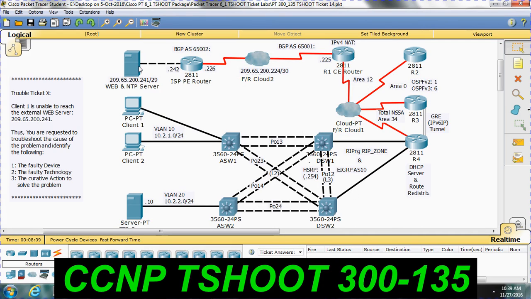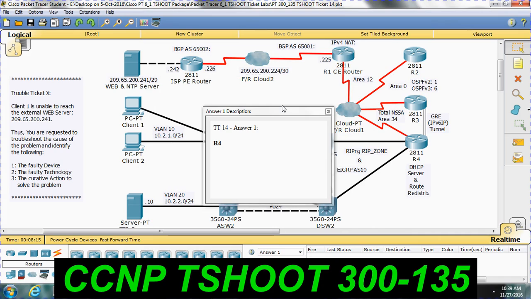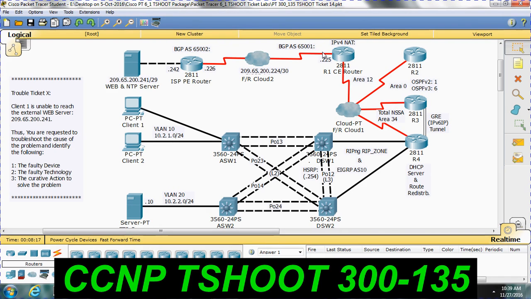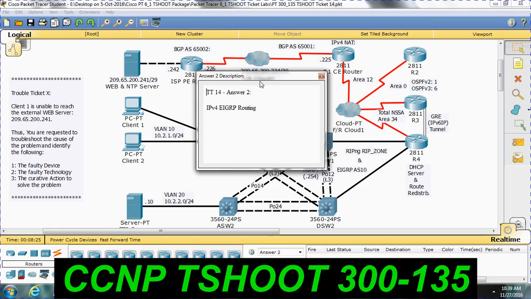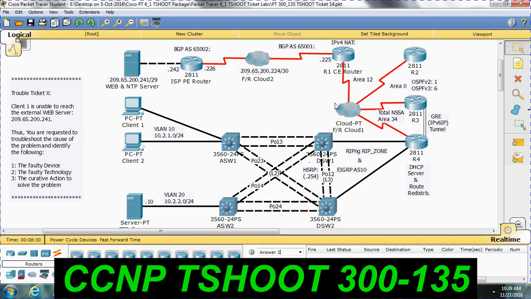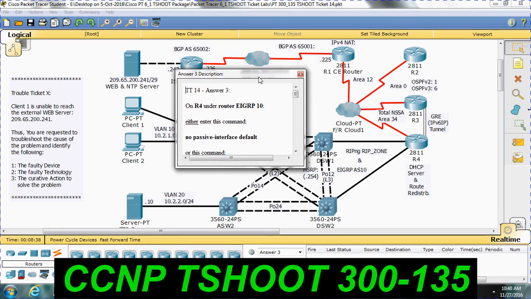So that's all about this ticket. What is the answer one? Yes, it's R4. What is the issue you faced? What type of correction you have taken? What is the faulty technology? It's EIGRP, right? It's EIGRP routing. What is the action to solve the problem? That's enabling the passive, that is executing no passive interface on FastEthernet.